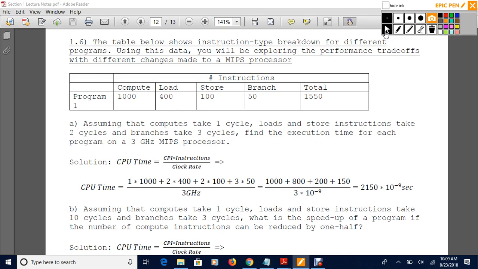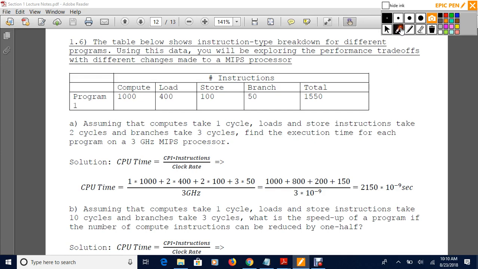So we have 3 different types of questions here. Assuming that computes take 1 cycle, loads and stores take 2, and branches take 3 cycles, find the execution time for each program on a 3 gigahertz MIPS processor. So we know that we have number of instructions. We have cycles per instruction. We have cycles. And then we have cycles per second.